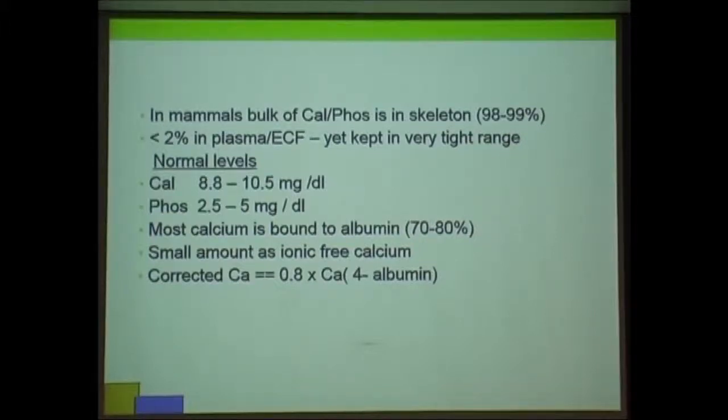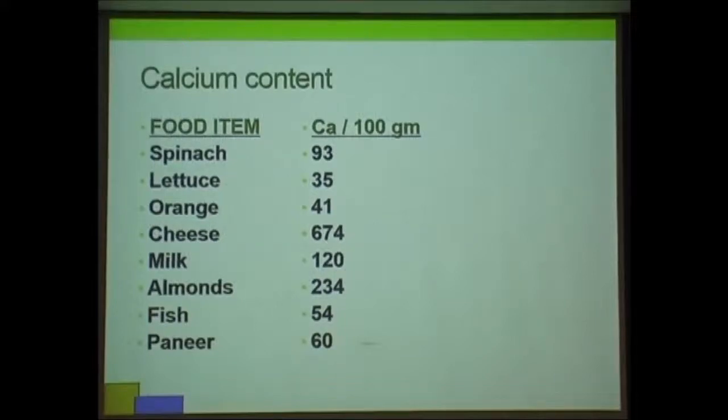albumin is higher. So, typically when you are looking at calciums in acutely ill patients where albumin might be low, or in nephrotic patients where albumin is low, you need to clearly correlate that as an albumin corrected calcium.